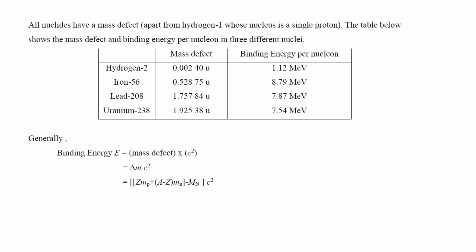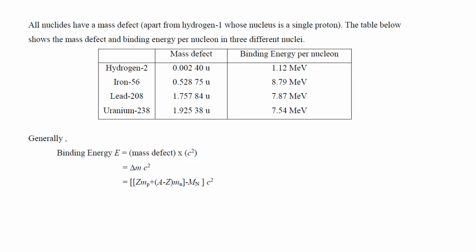All nuclides have a mass defect, apart from hydrogen-1, whose nucleus is a single proton. This table shows the mass defect and the binding energy per nucleon in different nuclei. This is the mass defect of hydrogen, iron, lead and uranium, and this is the binding energy per nucleon. These values have already been converted from joule to mega electronvolt.